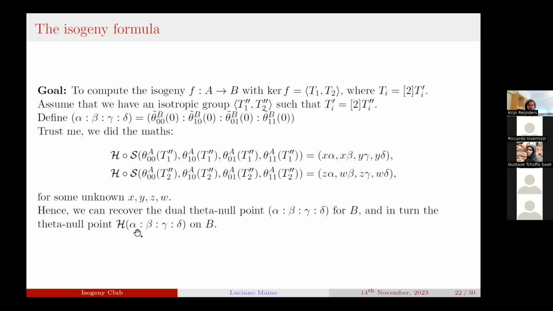And then by just applying the Hadamard, you obtain the theta null point on B, and basically you have obtained a complete description of B, because you have a theta null point on B.